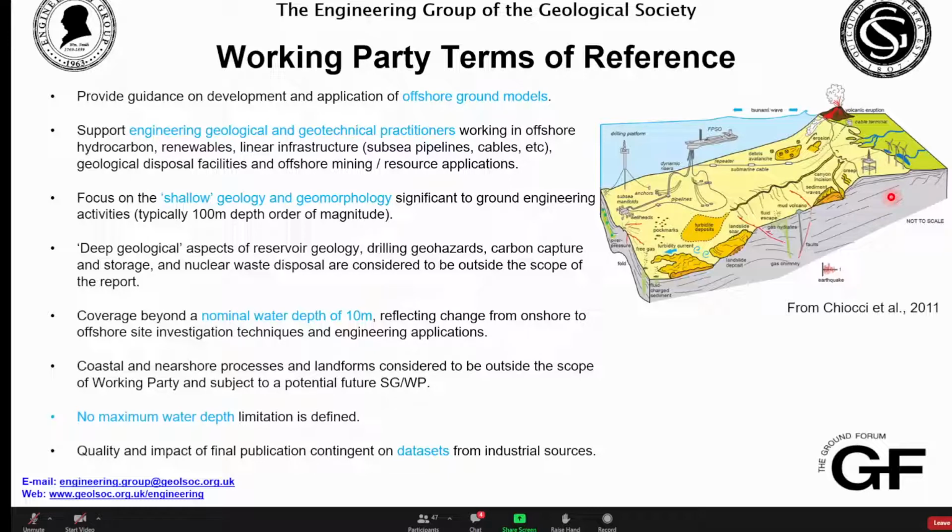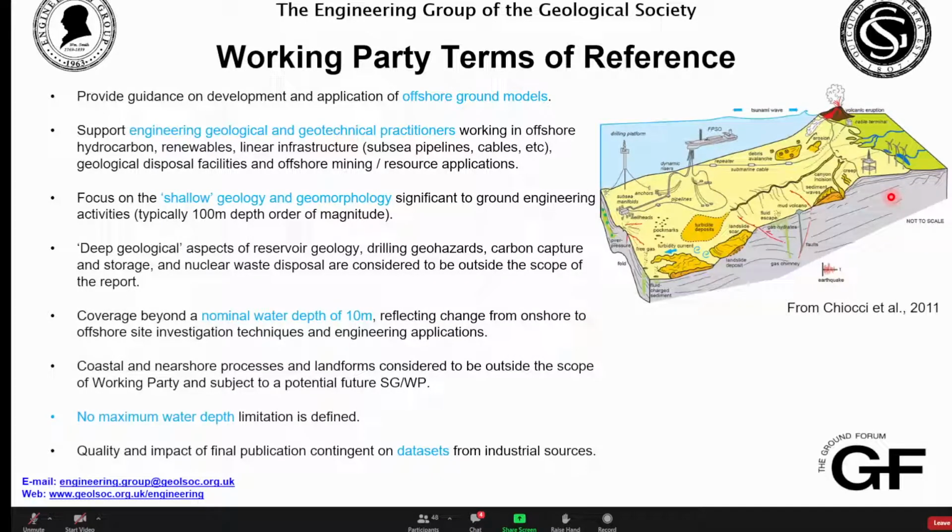And we're really seeing the offshore renewables market dominating this field, with the hydrocarbon industry really in its dawn years, as it were, but trying to capture all that wealth of experience in a single volume. So that is part of the driver for the working party.